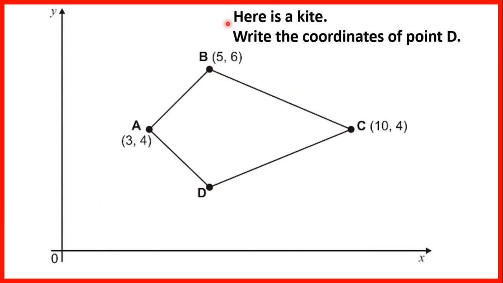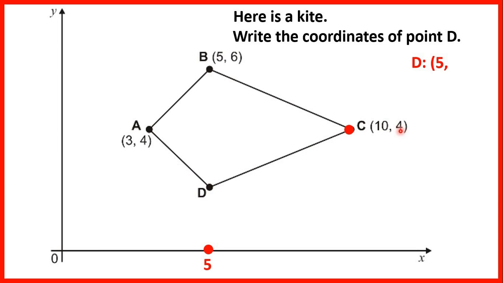Here is a kite. Write the coordinates of point D. So we need to write the coordinates of this point here. And remember, the first coordinate we write is our x coordinate. So D is in line with B, which has an x coordinate of 5. So the x coordinate of D will be 5 as well, because we can see that this is in line. But now we need to find the y coordinate.